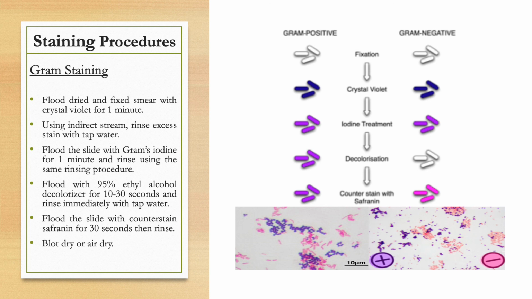After that, you add your secondary stain for 30 seconds. And our secondary stain in this case is safranin. So the purpose of the secondary stain is to stain all the other cells whose primary stain have been washed out. Okay, so the secondary stain then takes the place of the primary stain. Then you blot dry or air dry your smear before viewing it under the microscope.